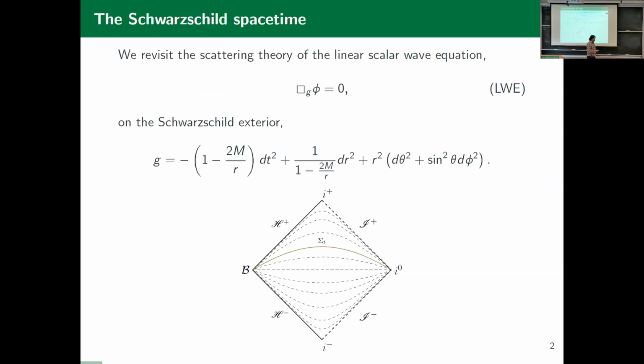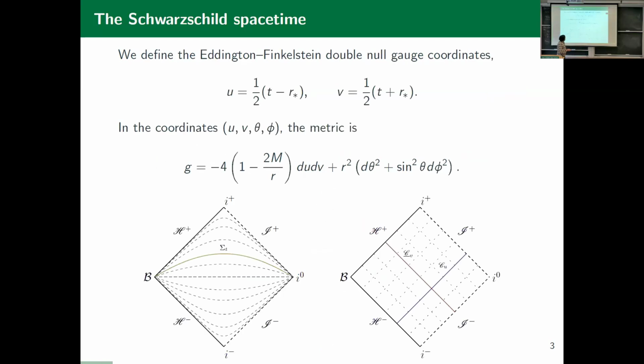So we are revisiting the scattering theory for the linear scalar wave equation on Schwarzschild. This is the Schwarzschild metric in the familiar Boyer-Lindquist coordinates. I'm going to denote surfaces of constant t by sigma t, but the surface t equals 0 will be denoted by just sigma. And I will also be using double null coordinates. If I define u and v as such, using the tortoise coordinate, then I can use the coordinate system u, v, theta, phi to write the metric in a double null form.